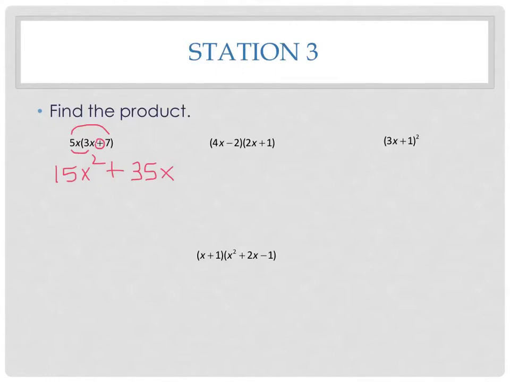In the next example, I'm going to use FOIL. So first terms, 4x times 2x is going to be 8x squared. O for outside, 4x times 1 is 4x. Inside, negative 2 times 2x is going to be negative 4x. And then the last terms, negative 2 times 1 is negative 2. So here we're going to have positive 4x and negative 4x, that equals 0. So my answer should be 8x squared minus 2.